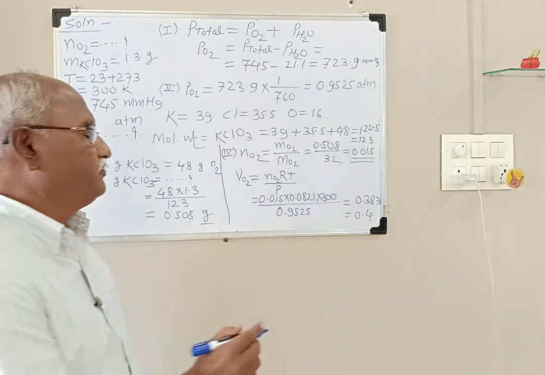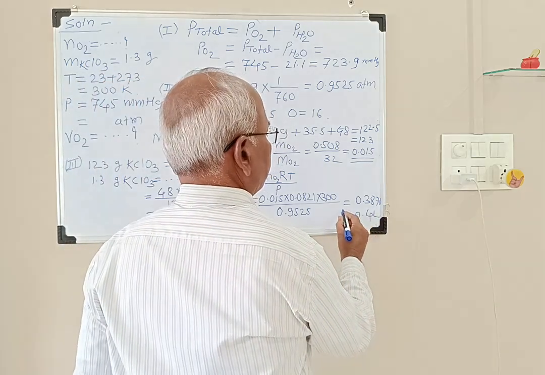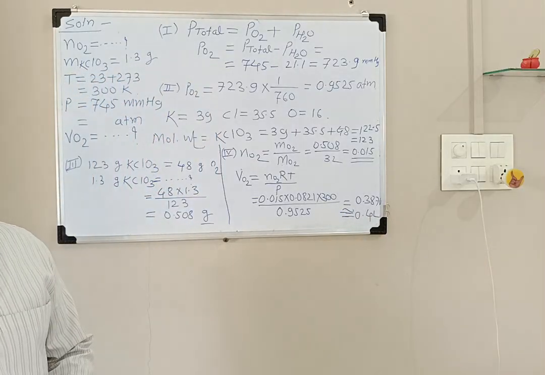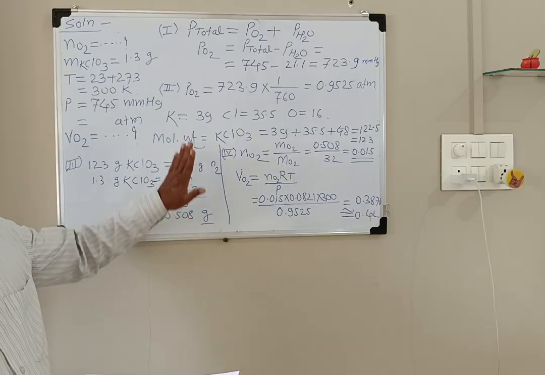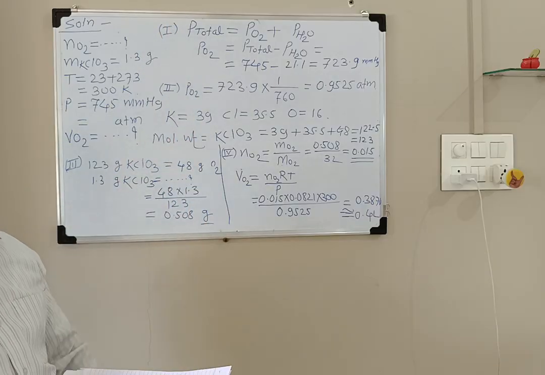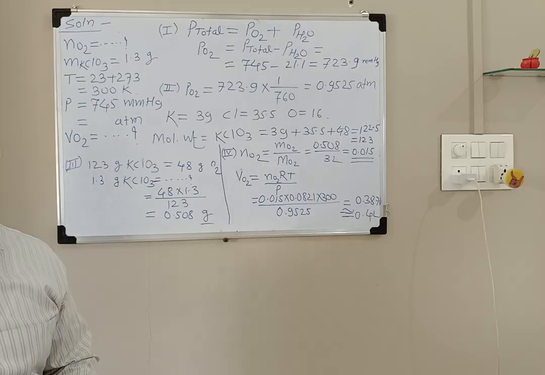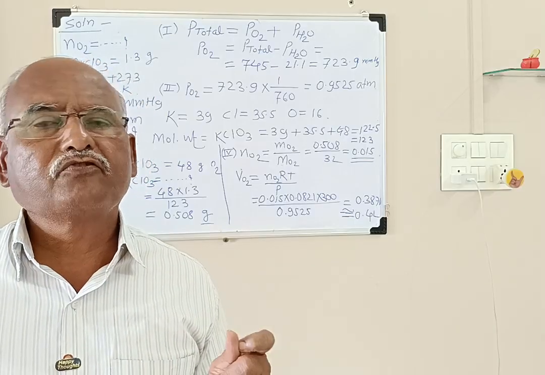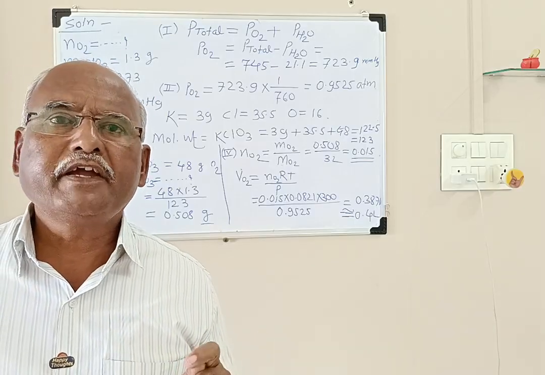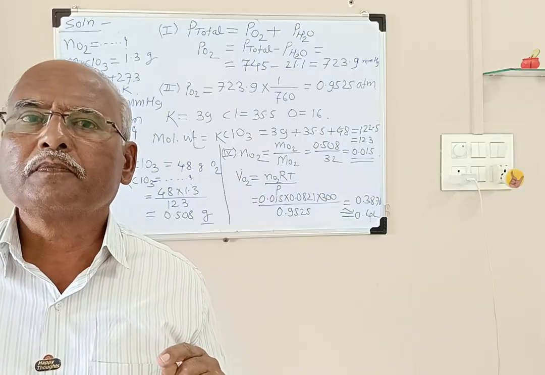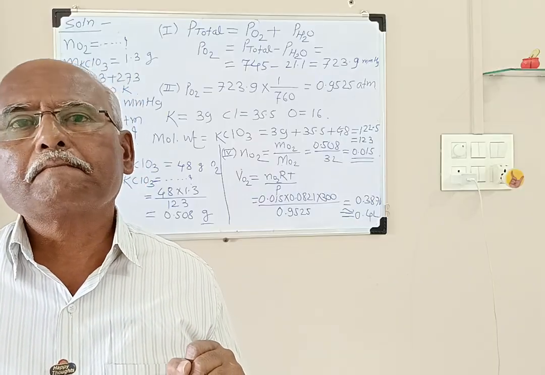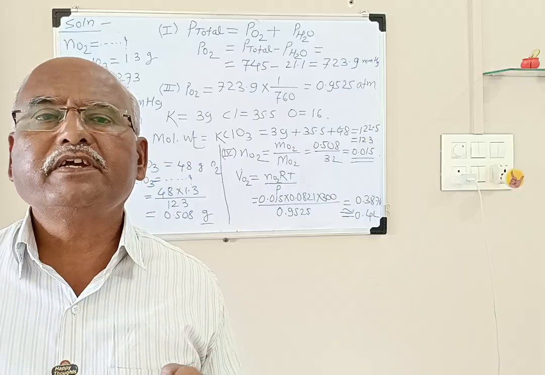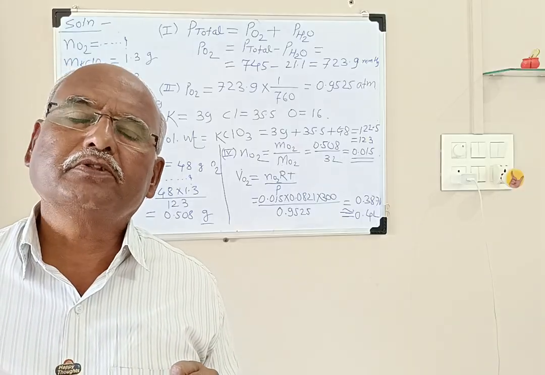The volume is expressed in liters, nearly equal to 0.4. So these are the problems. There are 3-4 steps in this problem. See the solved problems in your book, and some exercises are also given. Solve those problems. So today I am going to stop here. Thanks for watching. In the next period we shall see the kinetic molecular theory of gases. Thank you so much.